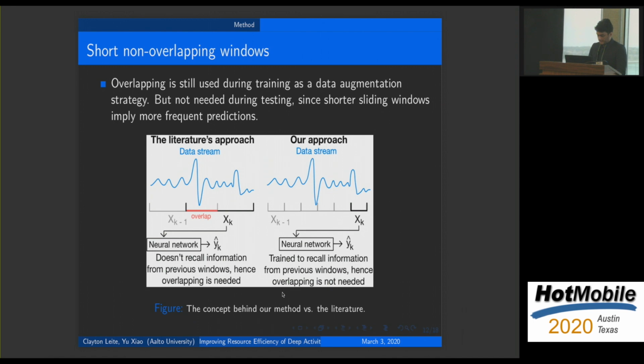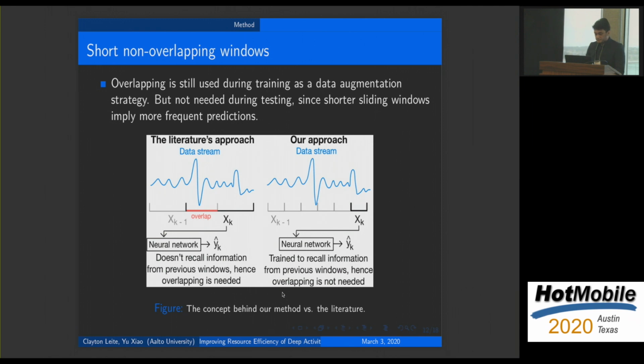And so this is, on the left side, the literature's approach. We have long sliding windows with overlap. The network doesn't recall information from previous windows, so overlapping is needed when we want to have predictions more often. And now here we are using shorter sliding windows, and our network can actually remember previous information from different windows.